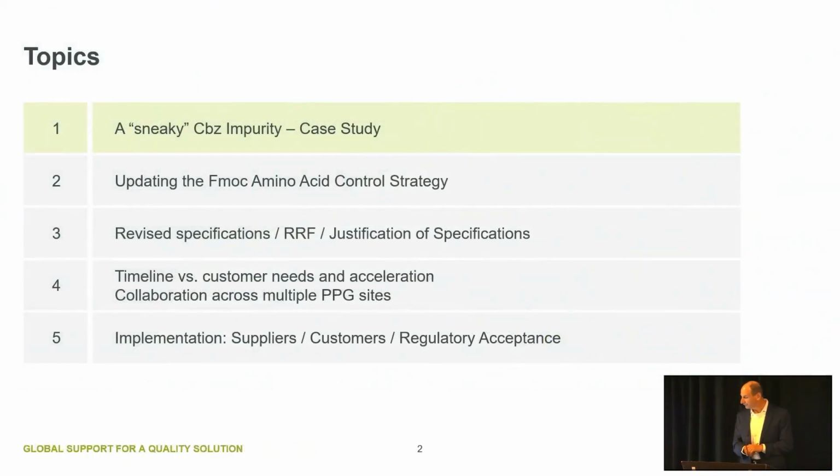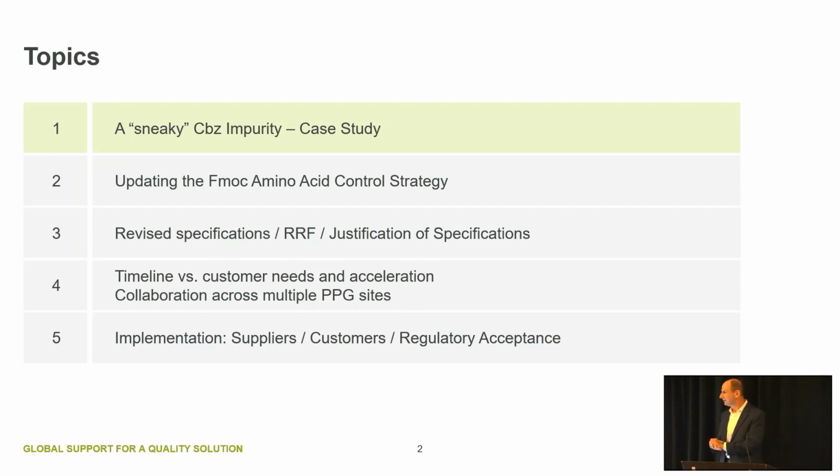So I'll talk first of all a little bit of a case study about a carbobenzoxy impurity we had in an Fmoc amino acid, and how it made its way through all the way into our crude product. And I think this will emphasize why it is important to constantly update our control strategy and keep current, whether it's the modernization of techniques or the introduction of more high-resolution mass spectrometry that's now available, better separation science. This is all very, very relevant.